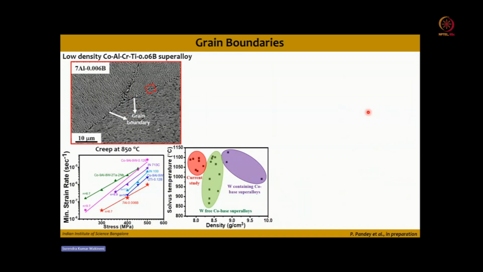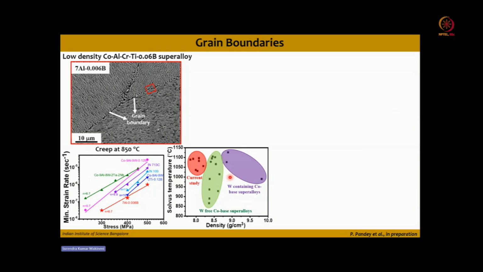Similarly, in another superalloy, where you add 0.06 boron, the creep properties of this particular alloy increase significantly. You can see that the creep rate for this alloy is much lower compared to other cobalt based or nickel based alloys. In the current study, the density is very low, the solvus temperature is high, and these are much better than other tungsten free and tungsten containing alloys.